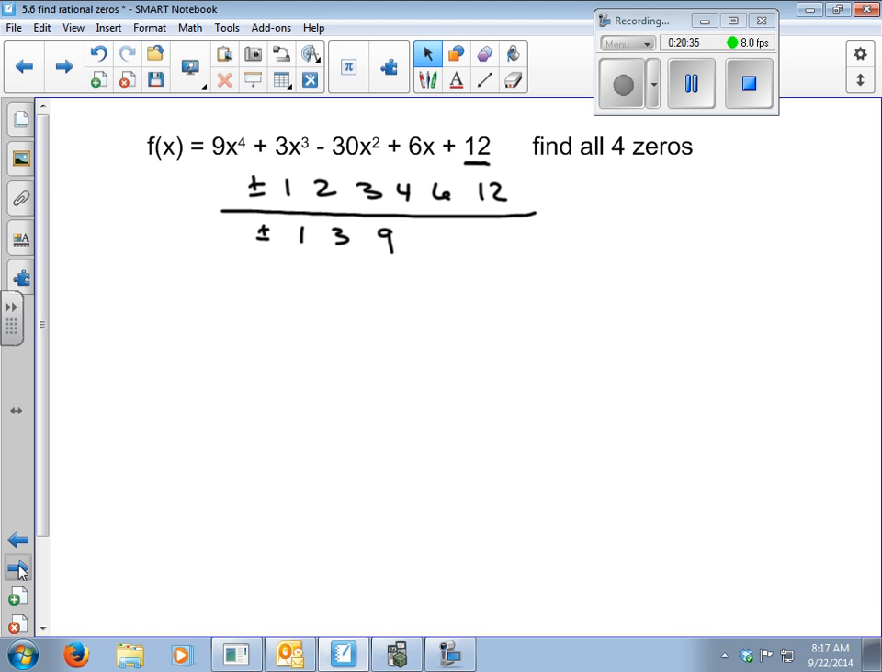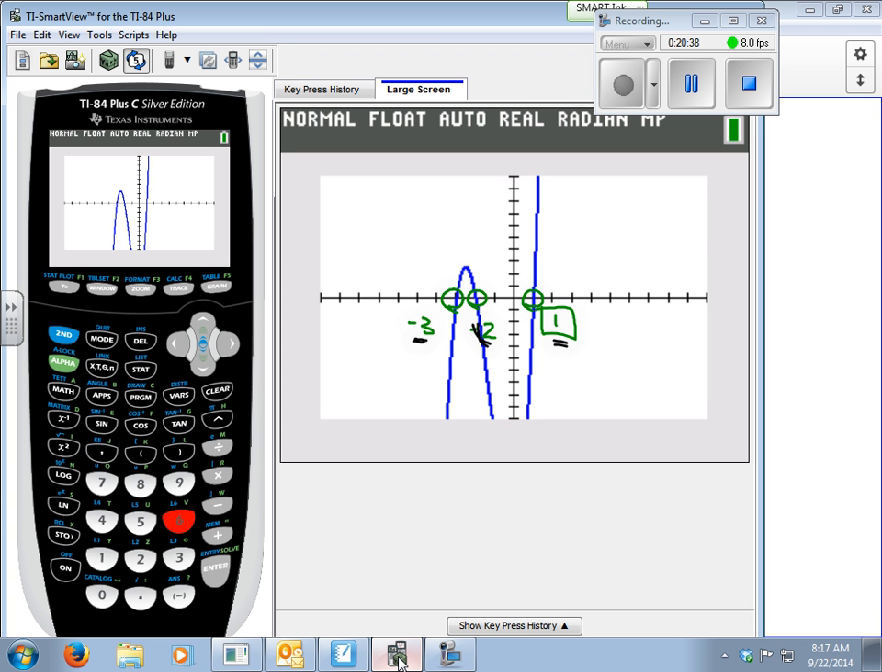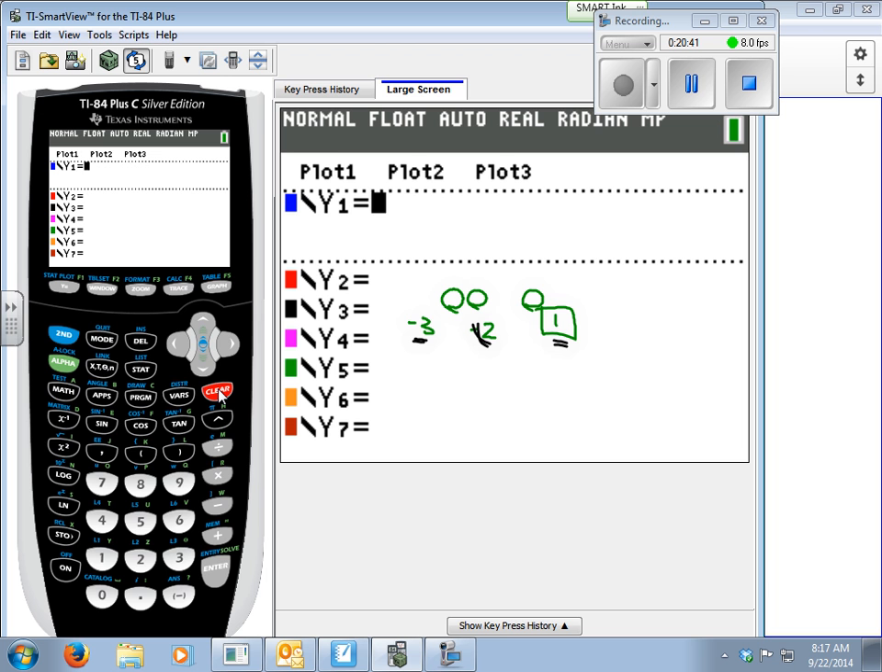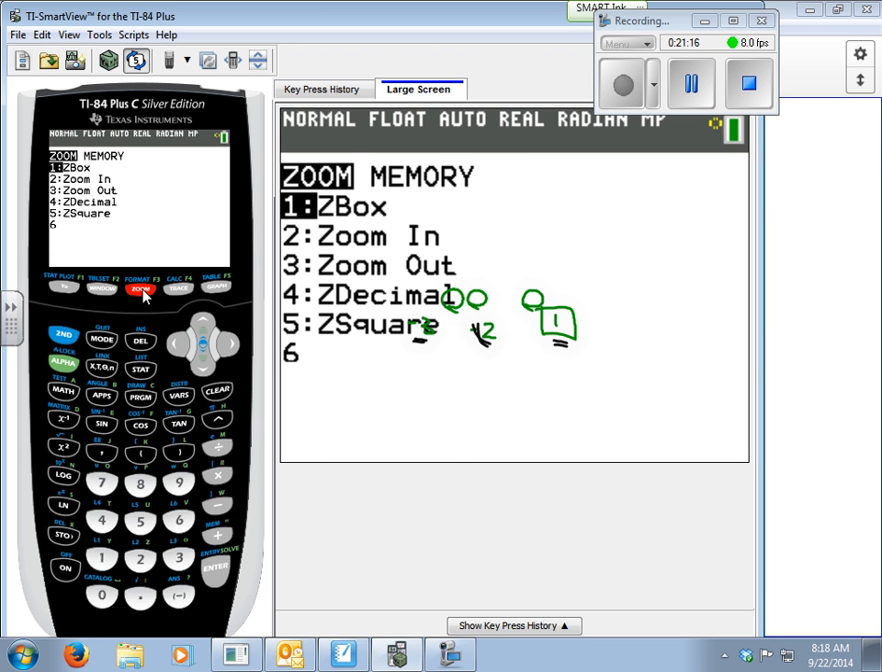Now we're going to go to our calculator, clear out what was in the original y equals screen. We're going to retype our new equation, 9x raised to the fourth, tab over to get out of there, plus 3x to the third, tab over there, minus 30x squared, plus 6x, plus 12. Zoom, 6.